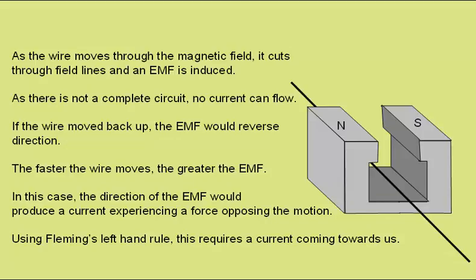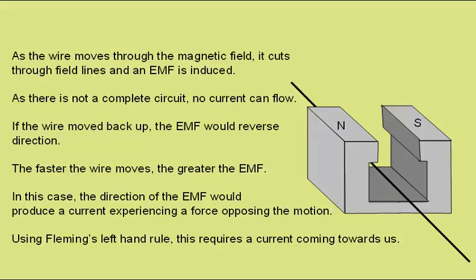So using Fleming's left-hand rule, this requires a current coming towards us. If the wire was now moved up, the current would move away from us, giving a downwards force. Of course, in this case, there is not a complete circuit and no current flows, but the EMF induced would be such as to cause the correct current flow, being positive at this end as the wire moves down, and positive this end as the wire moves up.